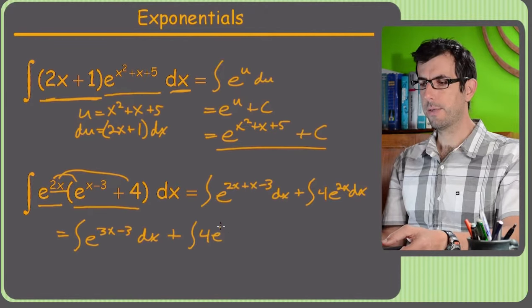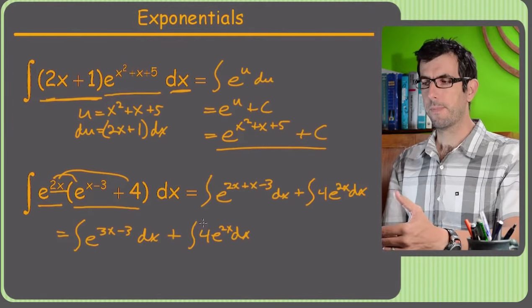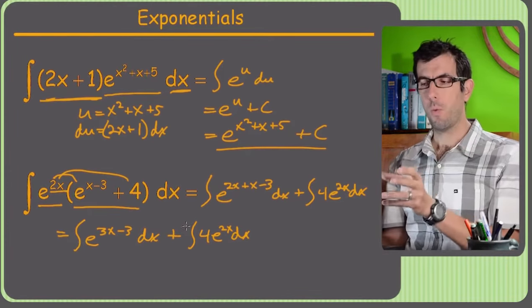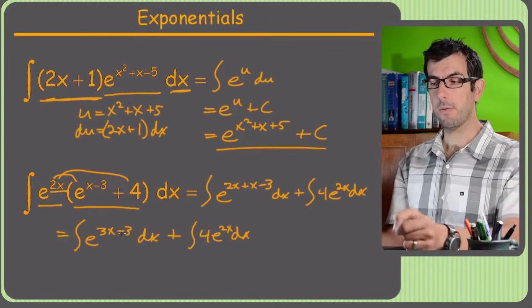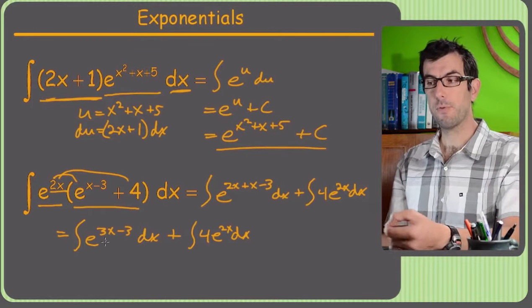And 4e to the 2x dx. So you can see the reason I split these into two separate integrals is that's kind of how you do integrals anyway. If you have terms added together, you're going to integrate them one at a time. But then also, these have different u's. So I want to use my e to the u integration formula for both these problems.